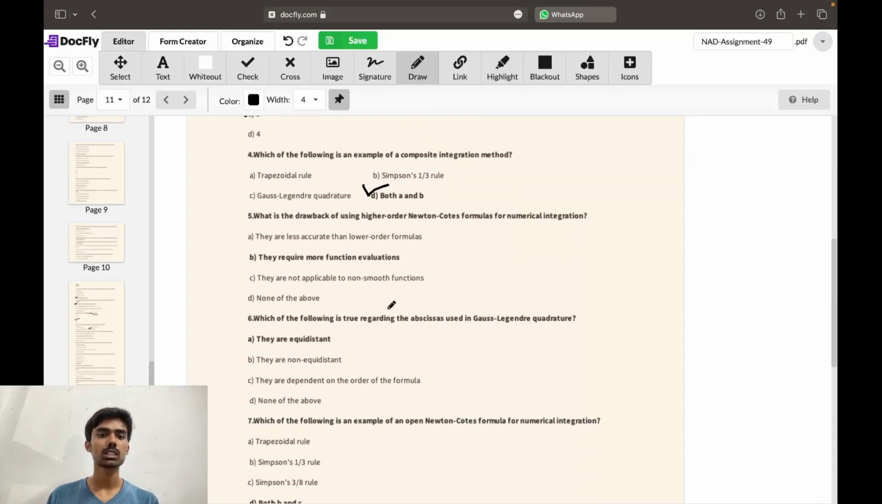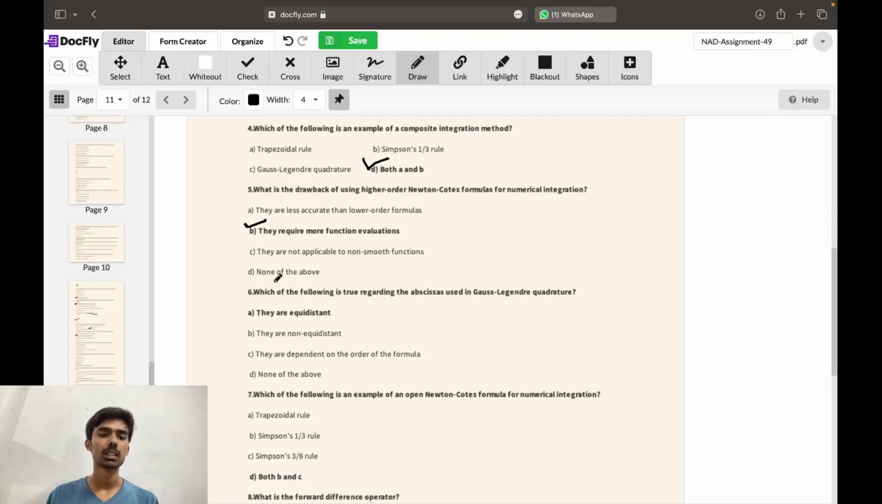For question number 5, what is the drawback of using a higher order Newton Cotes formula for numerical integration? When we increase the order of something, we are expecting higher accuracy, but the complexity of the evaluation increases. So option B, they require more function evaluations, means more time and more computational power will be required. This is a drawback, but it might be worth it for some systems where the user is seeking higher accuracy. So the higher order Newton Cotes formula is used for numerical integration, and option B here is the right answer.